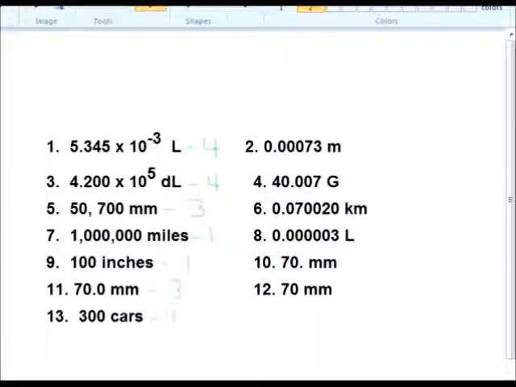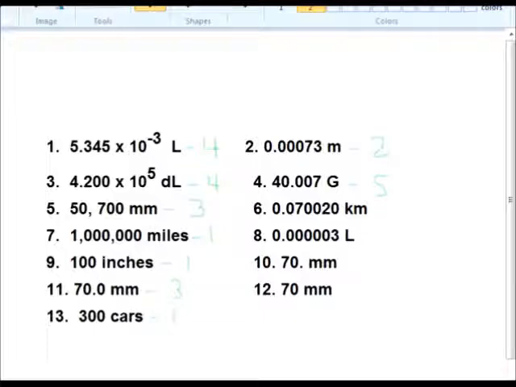Back up to the top with number 2. This number is less than 1, so again I'm going to count from the left. None of those zeros are preceded by a number, so I can only start counting when I get to that real number 7. In this case there would only be 2 significant figures. Number 4. There's a decimal, and all of those zeros are in between 2 real numbers, so I have to count them all. I should have 5 significant figures there.